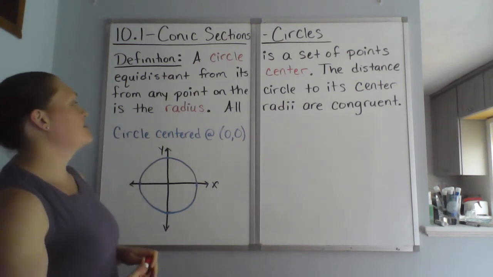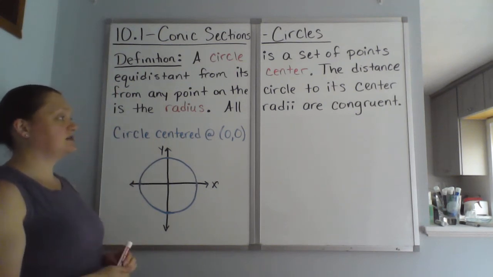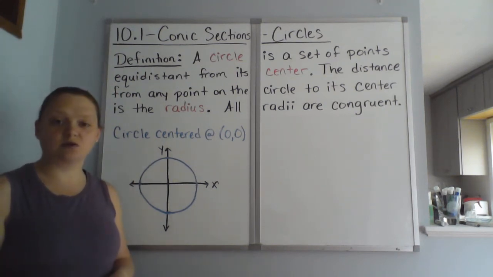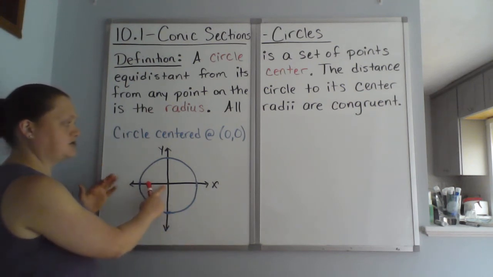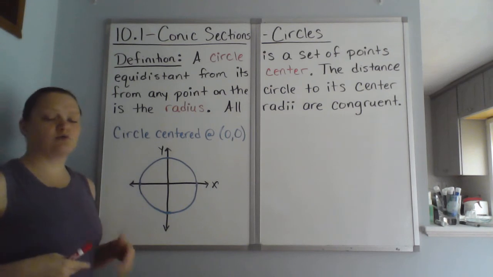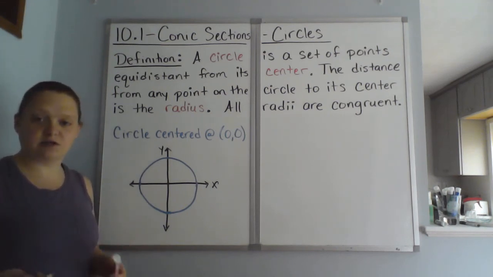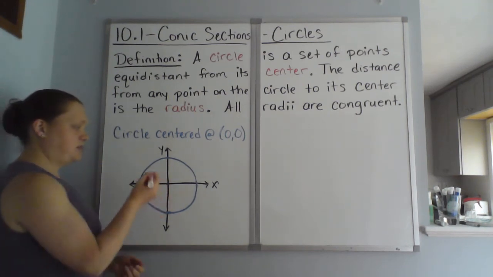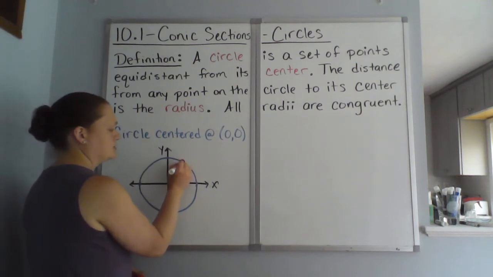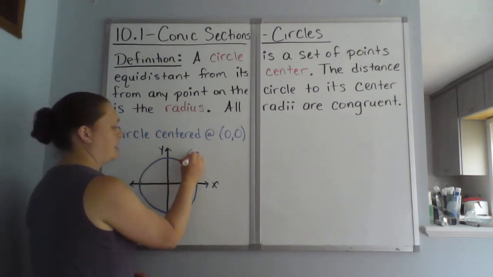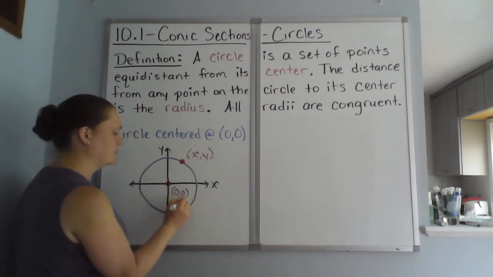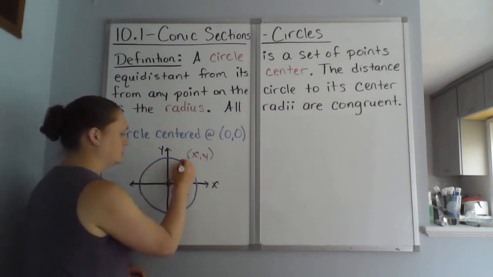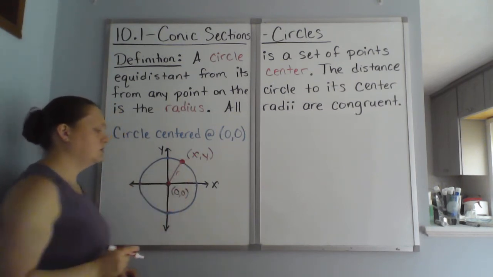The distance from any point on the circle to its center is the radius, and all radii for a particular circle will be congruent. Okay, so here we have a circle drawn. It's centered at the origin, which is 0, 0. And we want to derive what the formula is for this circle. So I'm going to pick a generic point anywhere on the circle, and I'm going to call that x comma y. And then I'm also going to mark the origin, which we know is 0 comma 0. And right there is the radius, which is r.